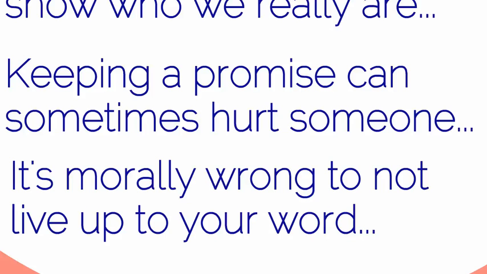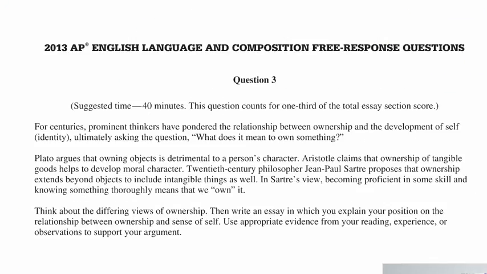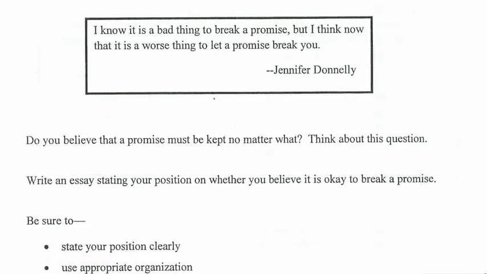Notice, for example, for the second prompt, instead of saying it is okay or it's not okay, we want to elevate our language a little bit. We might say, keeping a promise can sometimes hurt someone, or it's morally wrong to not live up to your word. We're not using word for word from the prompt, but it's still getting at the same idea.